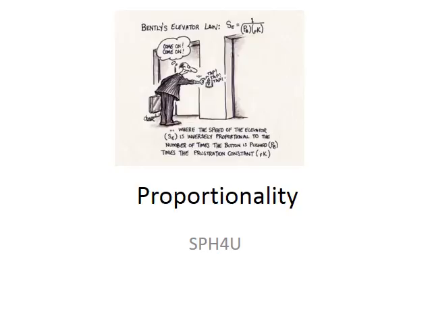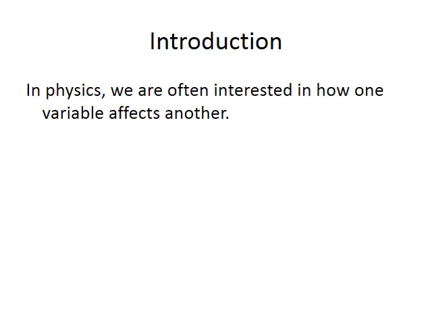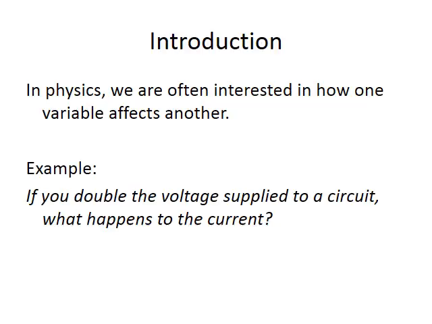Proportionality questions are questions concerning the relationships between physical quantities. These questions are often phrased in terms of how changing one quantity will affect another. For example, consider the question: if you double the voltage, the potential difference supplied to a circuit, what happens to the current flow?